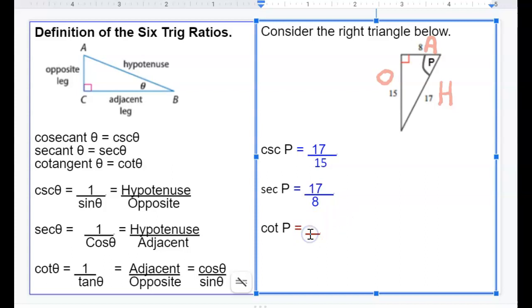Lastly, cot P, by definition, is 1 over tangent. And we know tangent is opposite over adjacent, so 1 over that, we flip it, we have adjacent over opposite. The adjacent is 8, and the opposite is 15. All right, so go ahead and pause the video at this point and take down your notes, and that will be it for today.